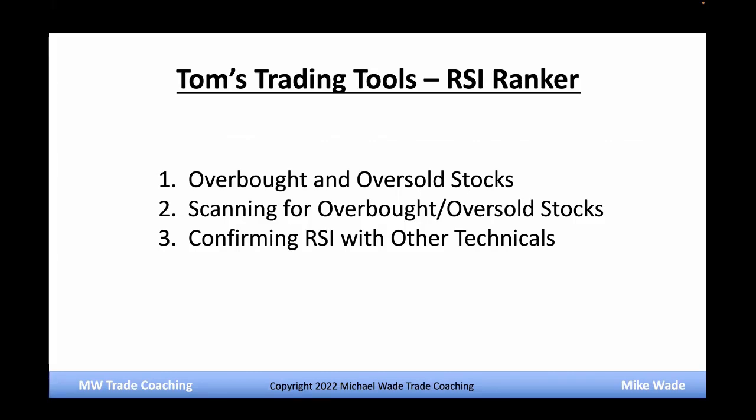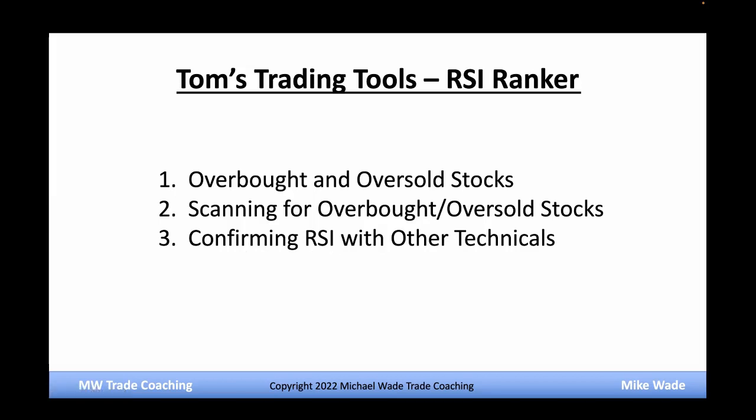We're going to use a scanner. It's nice to have a scanner to get a list of overbought and oversold. We all have Tom's Tools. Most everybody on this call has Tom's Tools. And so, of course, we can use the power of those tools to find lists of stocks that are overbought and oversold. But the confirmation process for me is essential.